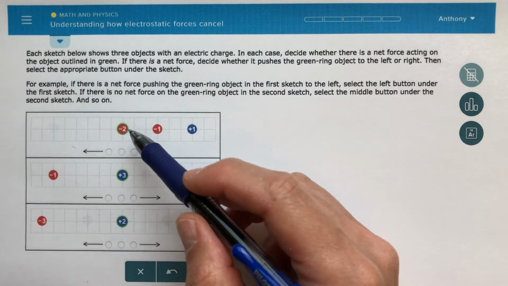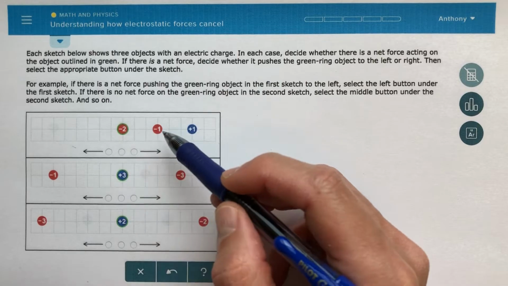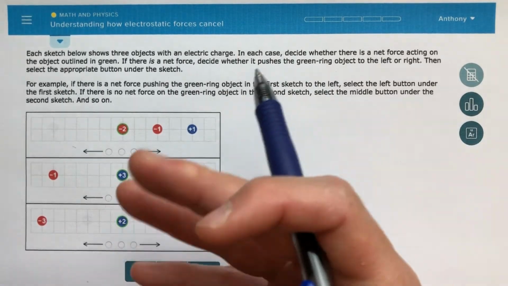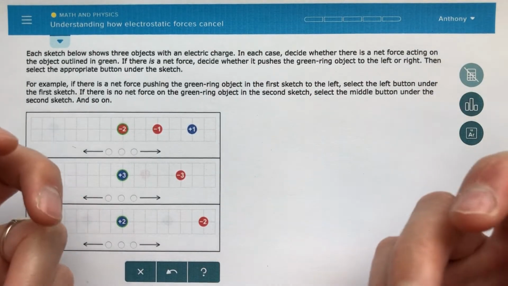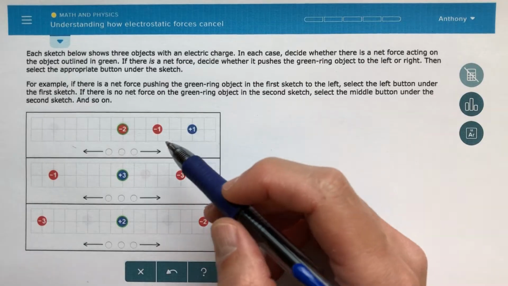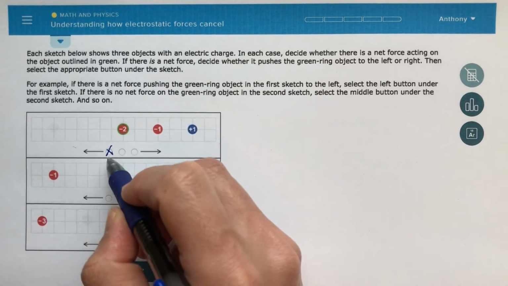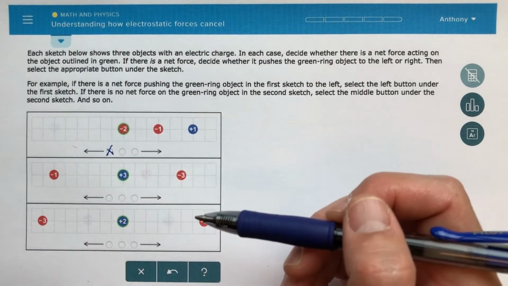So in this first one, I've got a -2 charge here, and I've got a -1 charge here. So these are like charges, and like charges are going to repel one another, right? It's just like a magnet. If you put the two similar ends towards one another, it's going to repel. It's the same idea here. We've got a like charge, so that's going to be pushing it away. So I would choose this circle over here. That's going to be pushing that -2 charge that way.